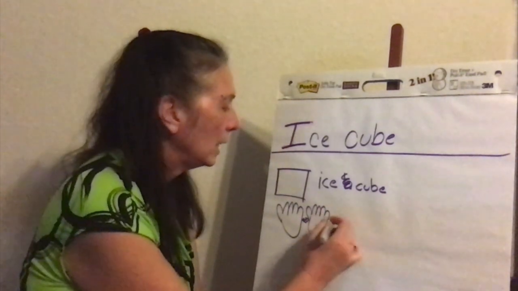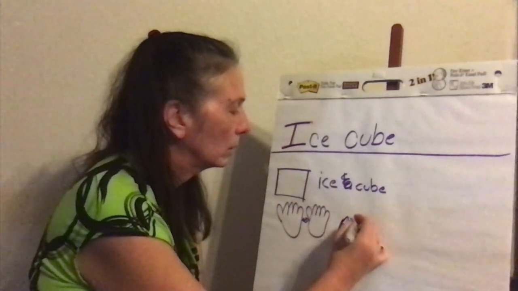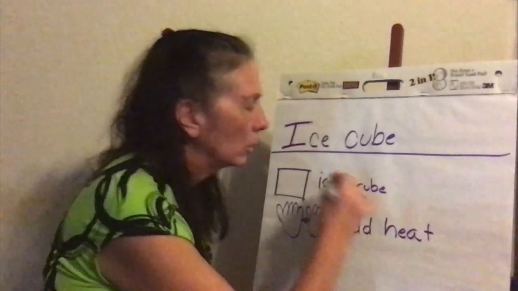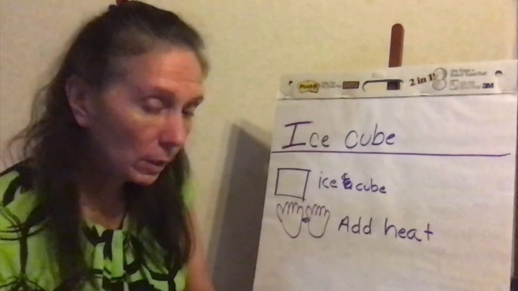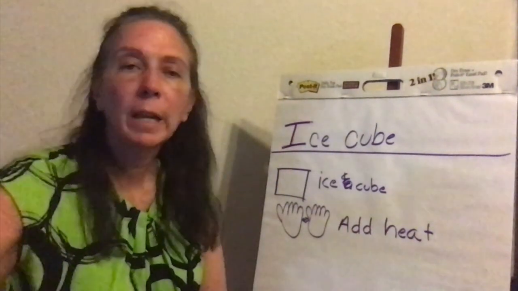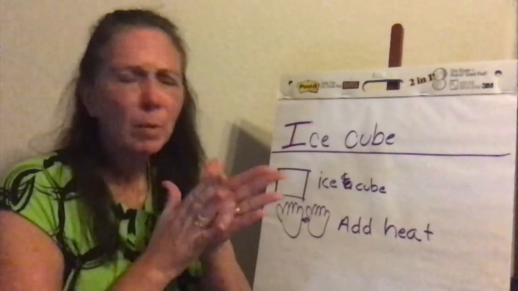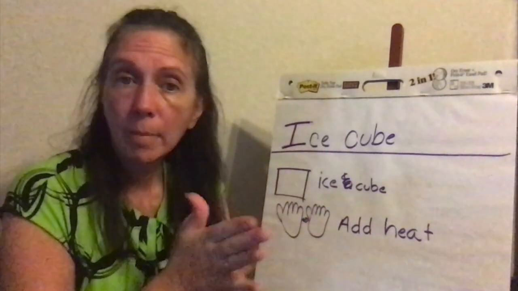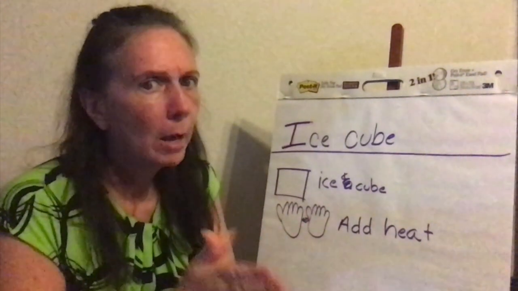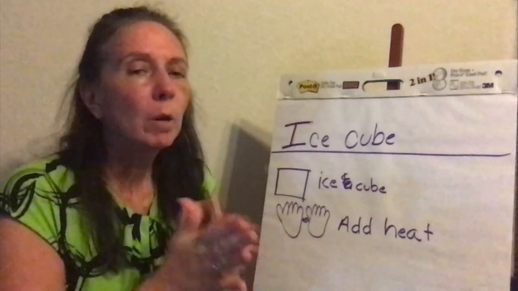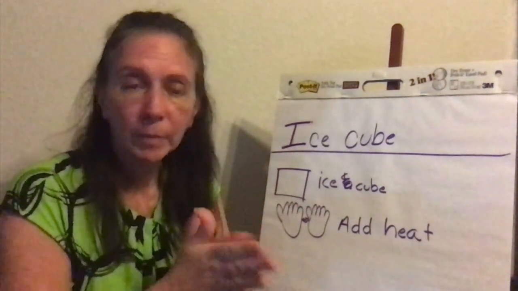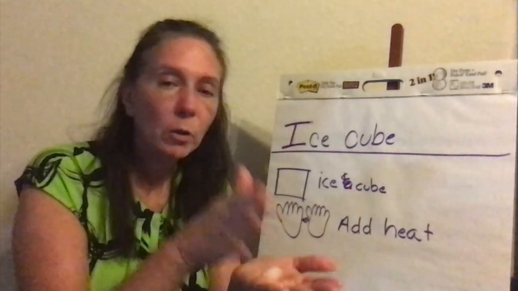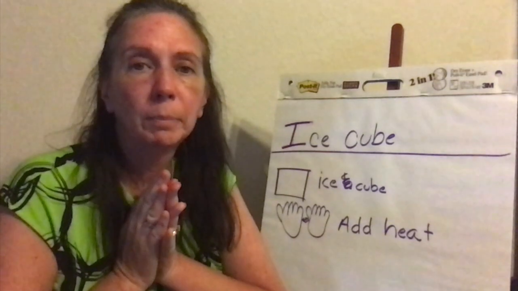So we're going to add heat to our ice cube. And for this experiment, like I said, you are going to rub your hands really, really fast together. And then ask mom or dad, you may want to put a towel down on the table. Rub your hands really fast together. And then I'd like you to take an ice cube, and I want you to put your ice cube in your hands. I want you to put both hands over the ice cube.